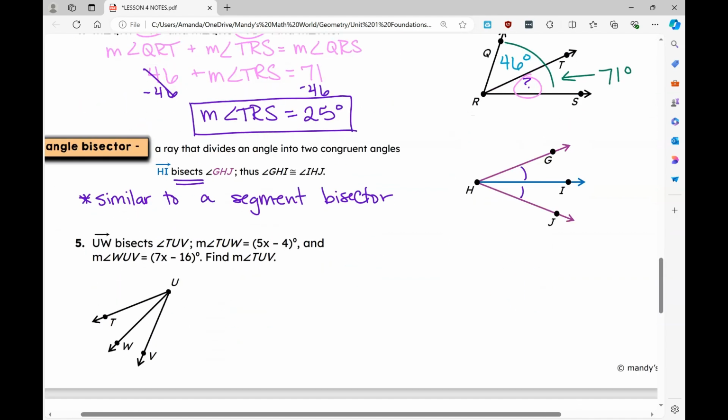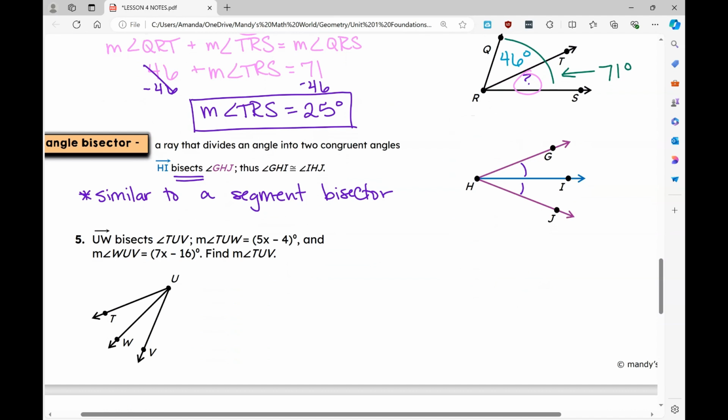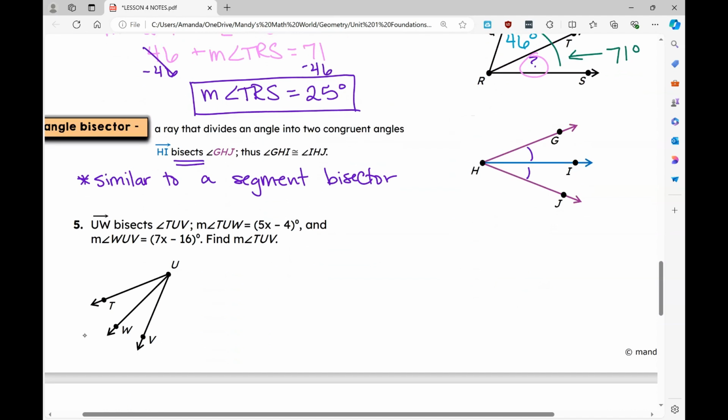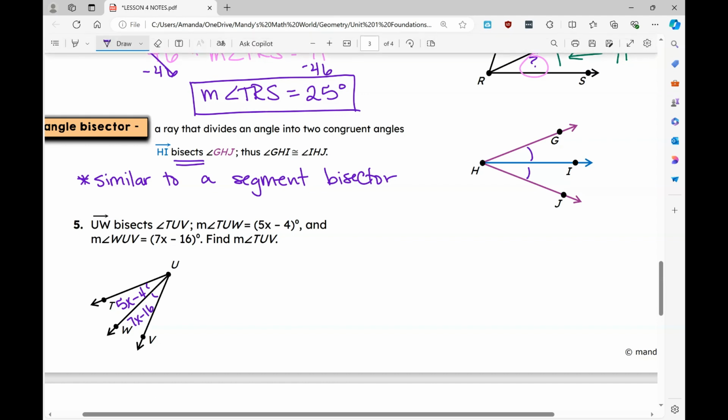This says ray UW bisects angle TUV. Well, we know that these two angle measures are congruent because of that, right? That's what we know, given that little bit of information right there. The measure of angle TUW is 5x minus 4. I'm going to go ahead and label that. And the measure of angle WUV is 7x minus 16. Find the measure of angle TUV, that whole angle measure.